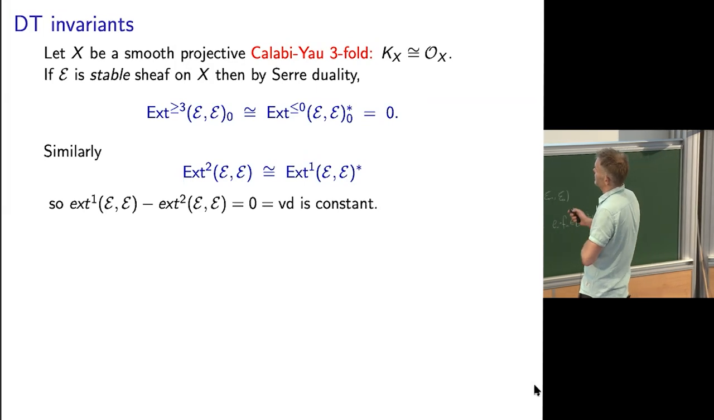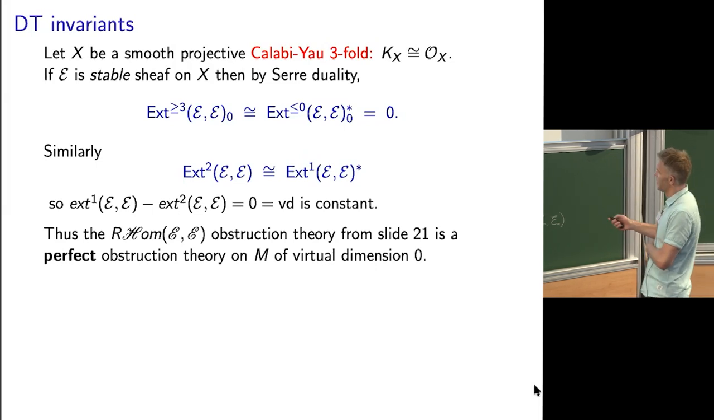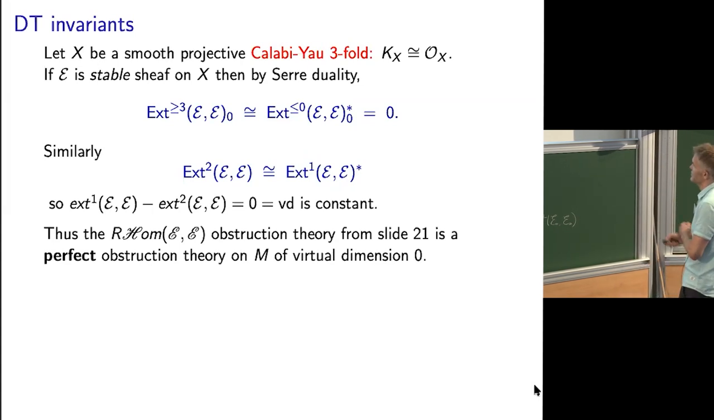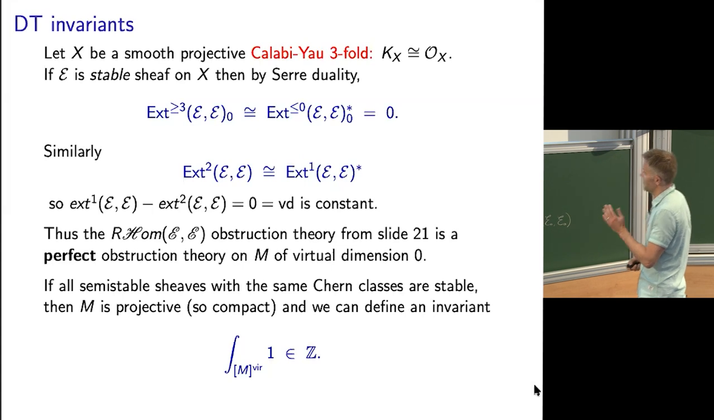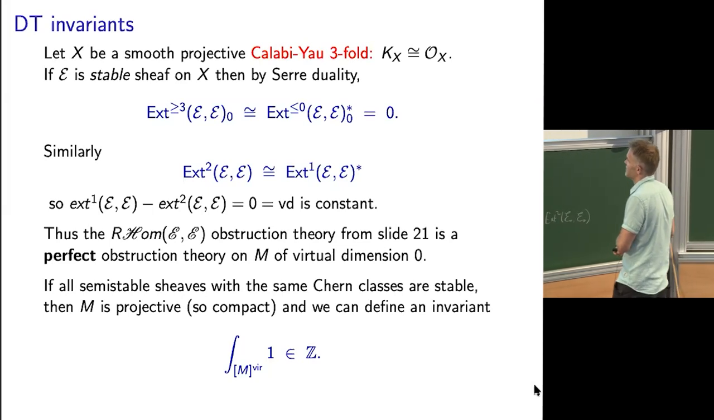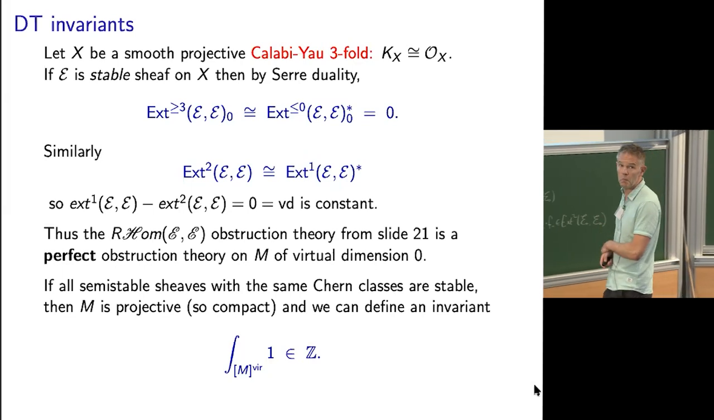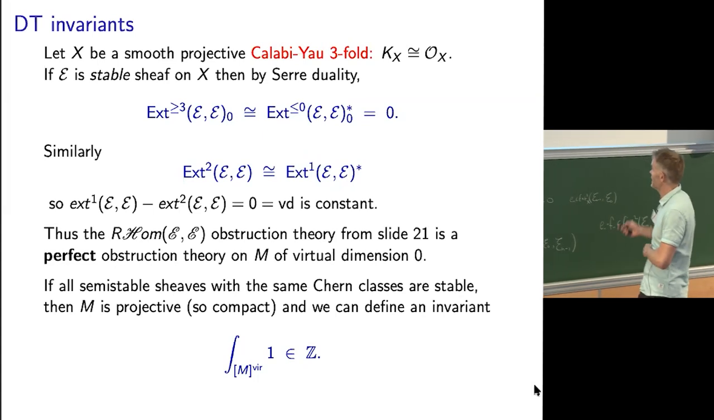So in particular, the virtual dimension is 0. And what that means is that the obstruction theory given by the RHom to V that we've been talking about, the deformation obstruction theory, is actually perfect of virtual dimension 0. And so if there are no strictly semi-stable sheaves, if all the sheaves are stable, then the moduli space is projective and compact, and there's a virtual cycle of dimension 0. And you just integrate 1 over it, or you take the length of that cycle, and that gives you an integer.